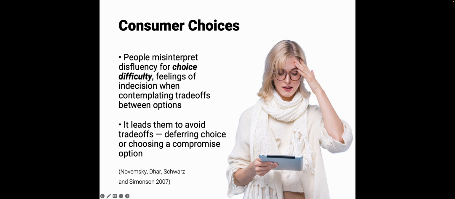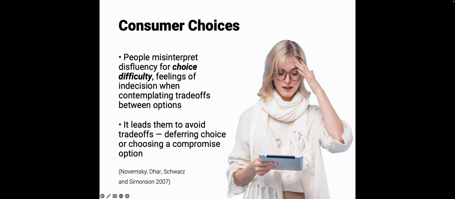And some researchers have proposed that consumers can make a different inference from disfluency than the one we just discussed. Specifically, instead of interpreting it as a sign that something is amiss or suspicious, when making consumer choices, consumers may mistake perceptual disfluency for choice difficulty, which is a feeling of indecision experienced when contemplating trade-offs between options. This can lead them to defer making a choice or to choose a compromise option. The results suggest that consumers try to avoid making trade-offs when they experience perceptual disfluency.